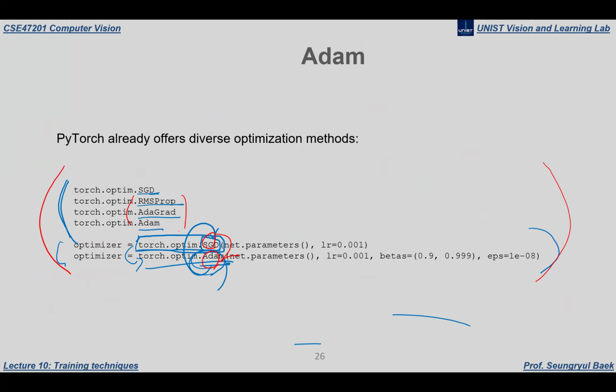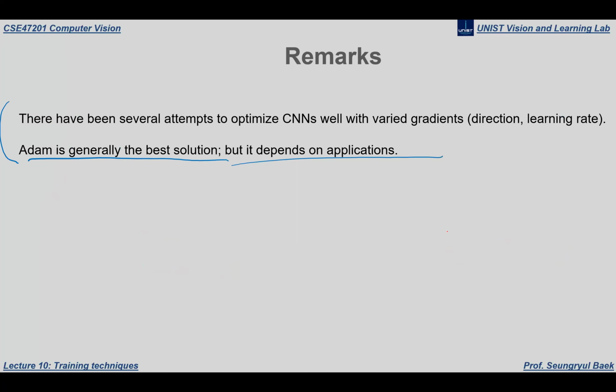So PyTorch already implemented the optimizer, so you can just use that. Okay. And by setting these hyperparameters, you can just use that. Okay. So during the training, seeing the initial epochs and their loss functions, you can adjust which optimizer to use. So Adam is generally the best solution, but it depends on the neural network types, and also on the loss functions and the applications. So you have to decide by yourself.